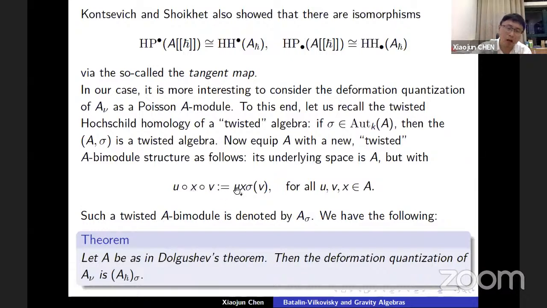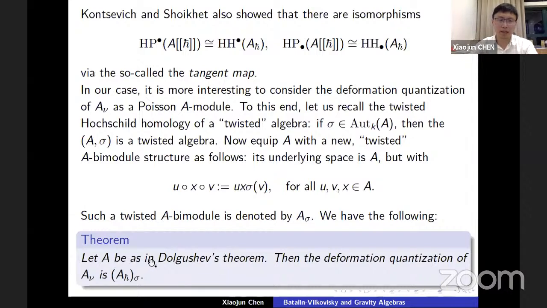But from the right-hand side, you first have to apply the automorphism sigma to V and then apply to it. So it's easy to see this is again an A bimodule. This is called a twisted A bimodule. We have the following.